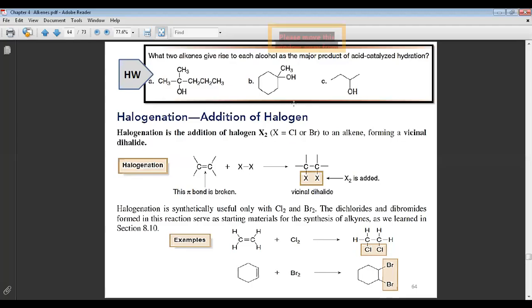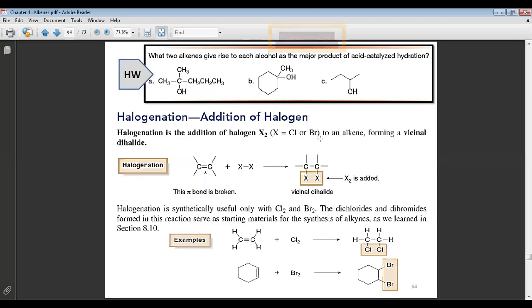Okay, halogenation, the addition of the halogen to the alkene compound. As we agreed before, I will continue the explanation. If you have any misunderstanding or any question, please ask me. Halogenation here is the addition of the halogen X2, okay?